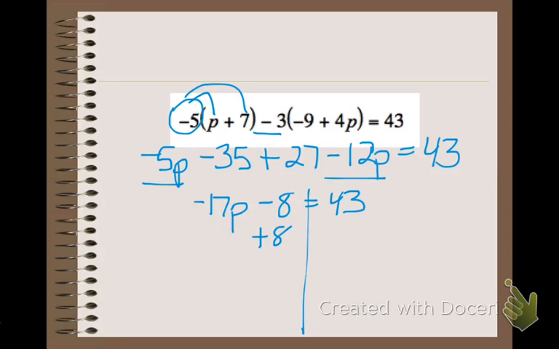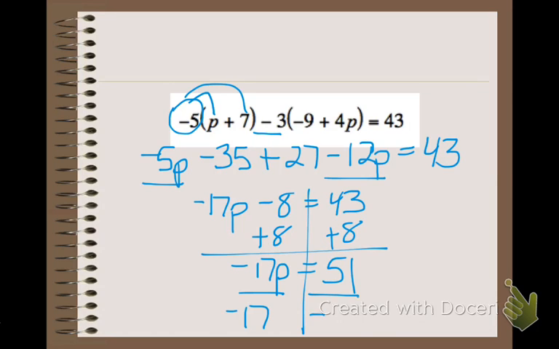Now I use inverse operations to solve. 43 plus 8 gives me 51, divided by negative 17 gives me p equals 3.